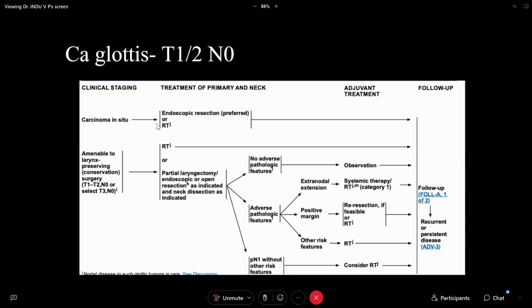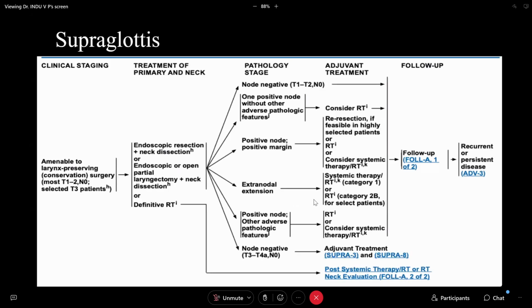The other modality, it can be treated with radiation also, especially when endoscopic resection is not feasible, or in case of recurrent lesions. And those lesions which are amenable for preservation, we can go for radiation or endoscopic resection or an open resection. And the adjuvant treatment depends upon the pathological report.